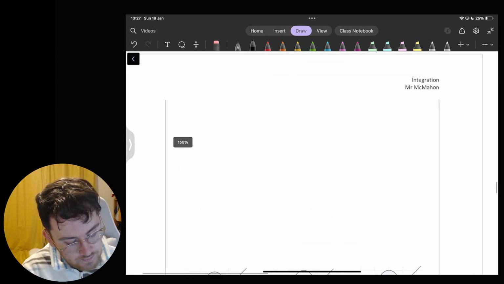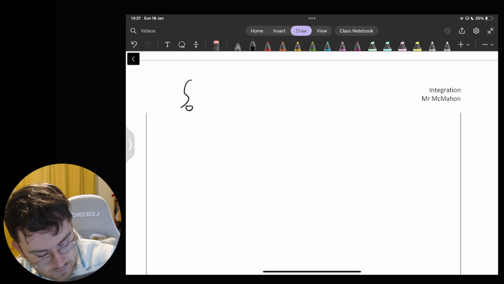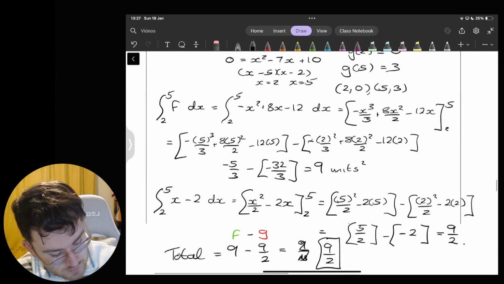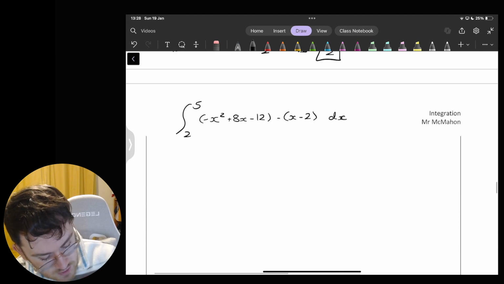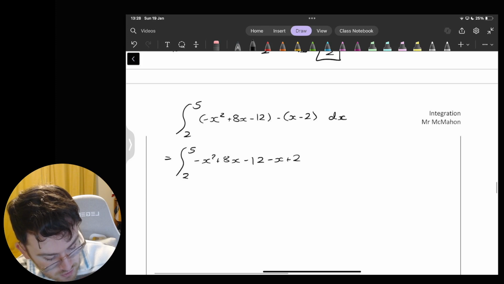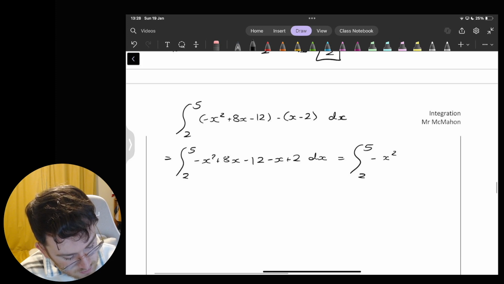So looking at this one here, I would be doing the integral from 2 to 5 of minus x squared plus 8x minus 12 minus x minus 2 dx. Okay, just making sure we lay it out correctly as well, so that we don't just write down minus x. It's minus x but plus 2 because of the negative there. So it's really the integral from 2 to 5 of minus x squared plus 7x minus 10 dx.